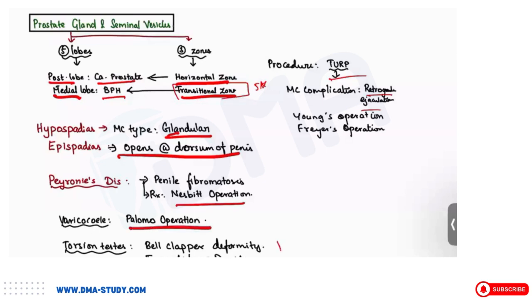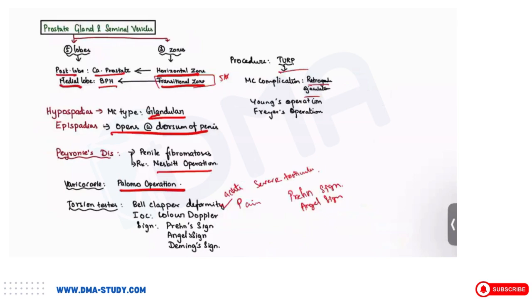Torsion testis: very severe pain, acute severe testicular pain, associated with bell clapper deformity. The investigation of choice is always color Doppler, where you may see the whirlpool sign or angel sign. This is what you may see in these patients. Now, moving on, urology was done. Those were the important things about urology.